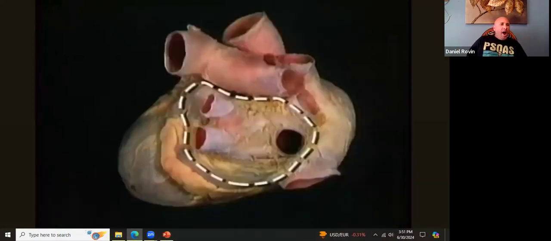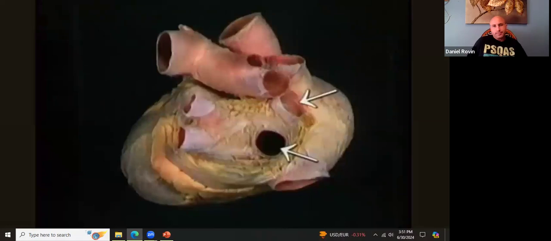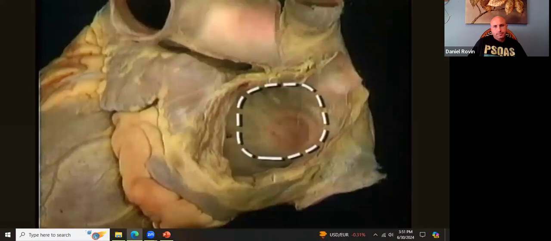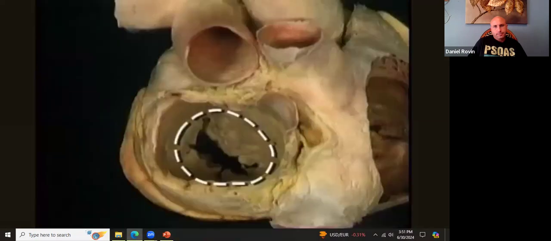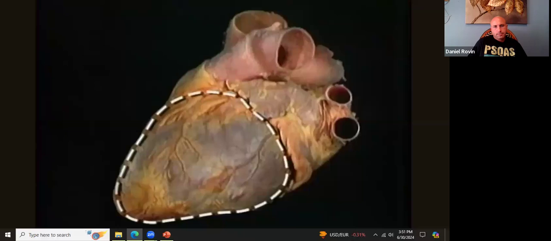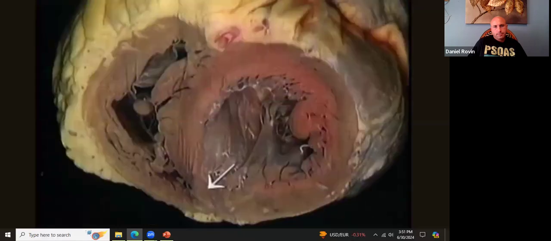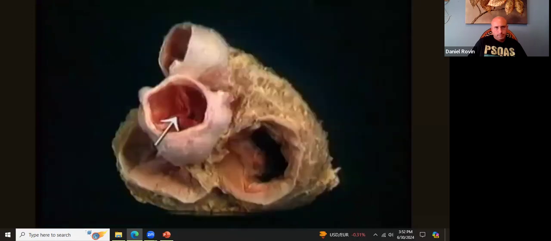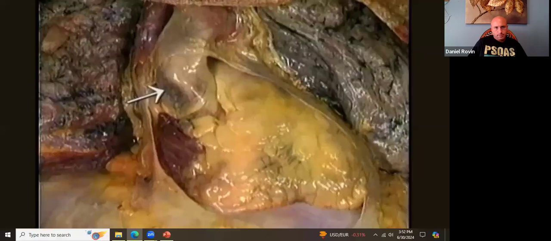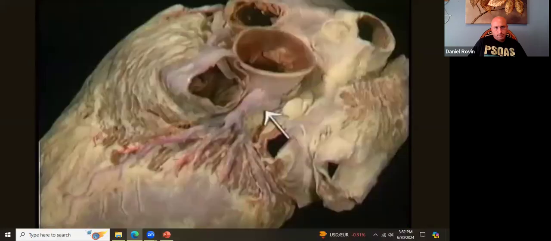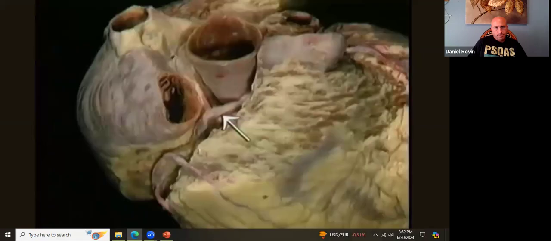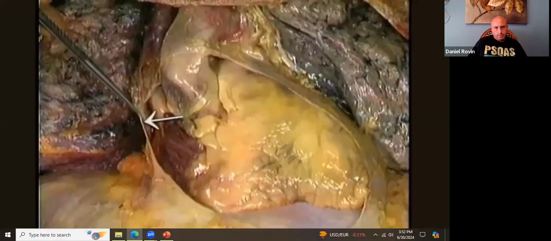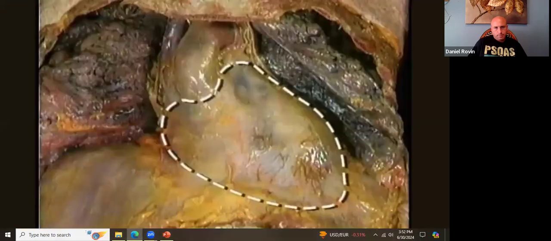Here's the left atrium. Here are the pulmonary veins, right and left. Here's the interatrial septum again, and the mitral valve. Here's the left ventricle, the interventricular septum, the left ventricular outflow pathway, the aortic valve, and the aorta. Here's the left coronary artery. Here's the right one. Here's the coronary sinus. Here are pericardium and pericardial sac.